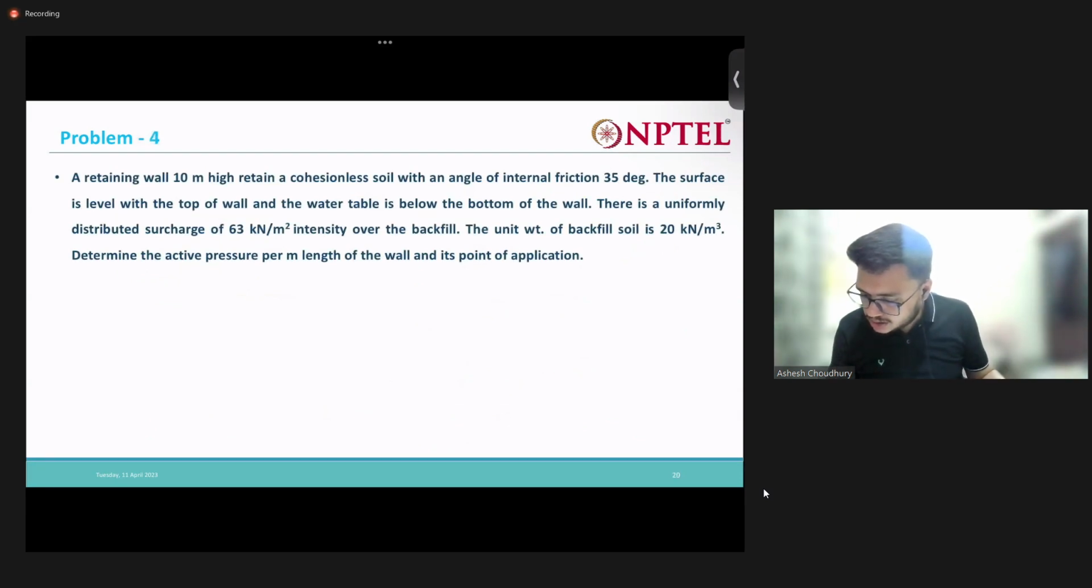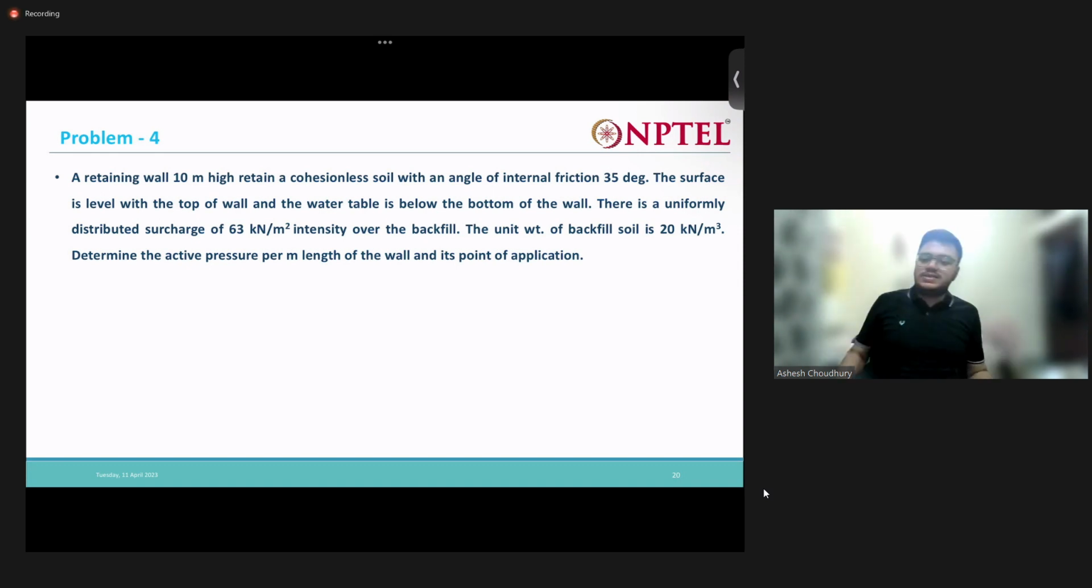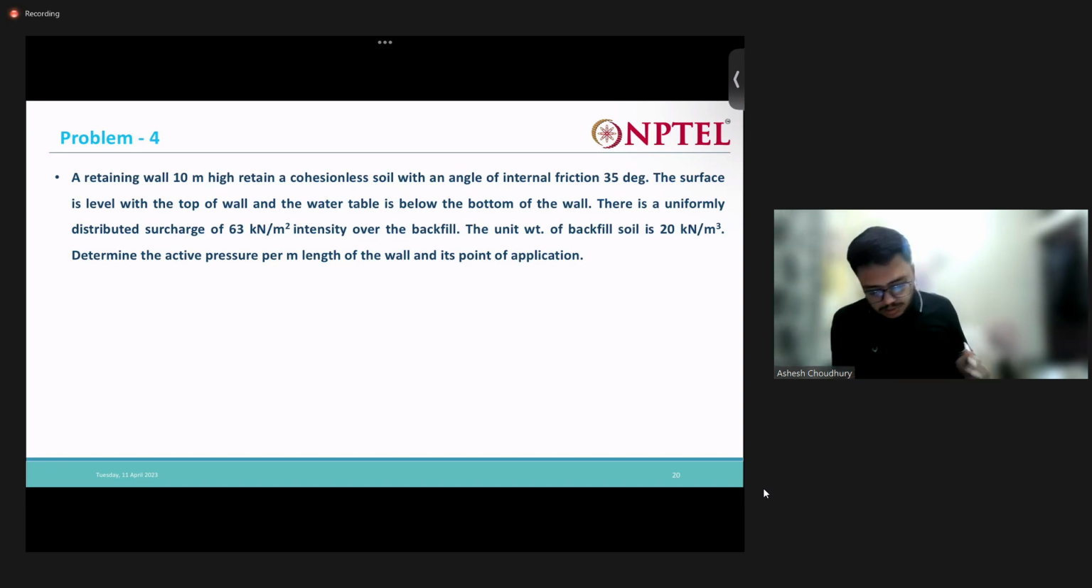Now next. So next problem: a retaining wall 10 meter high retains a cohesionless soil with an angle of internal friction 35 degrees. The surface is level with the top of the wall and the water table is below the bottom of the wall. There is a uniformly distributed surcharge of intensity over the backfill. The unit weight of backfill is given. Determine the active pressure and its point of application.